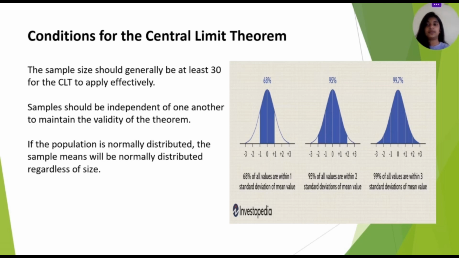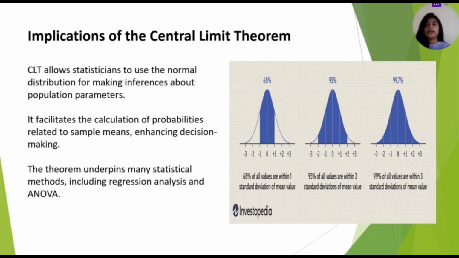Conditions for the central limit theorem. The sample size should generally be at least 30 for the CLT to apply effectively. Samples should be independent of one another to maintain the validity of the theorem. If the population is normally distributed, the sample means will be normally distributed regardless of the size.